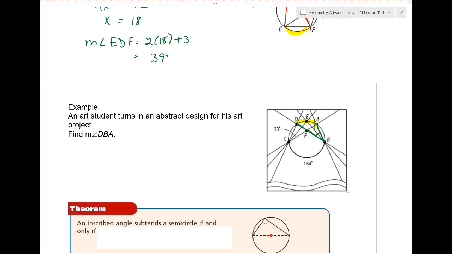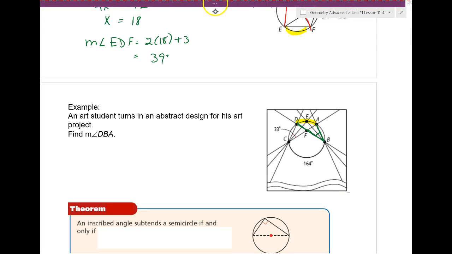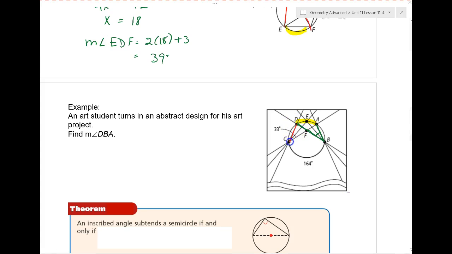Yeah, DCA, this one over here, DCA also intercepts the same arc, and we know its measure is how many degrees? 33. So we know the measure of angle DBA, look at this, a lot of work I had to show, is 33 degrees. Because they intercept the same arc. What? Nope. That's what's hard. Makes sense, doesn't it? Pretty easy. All right, let's do another one.